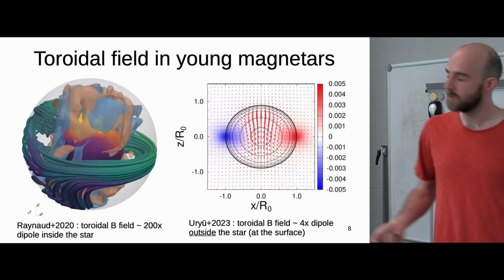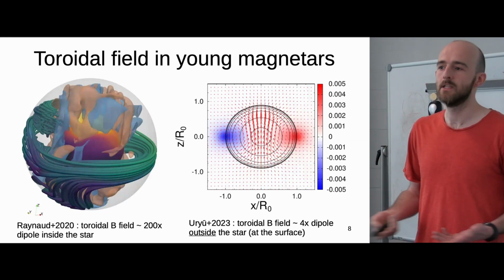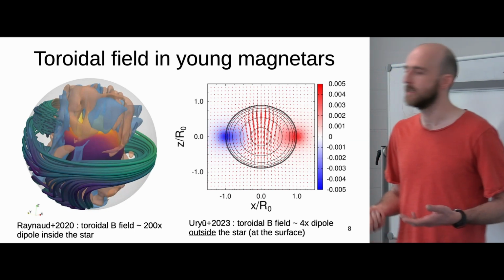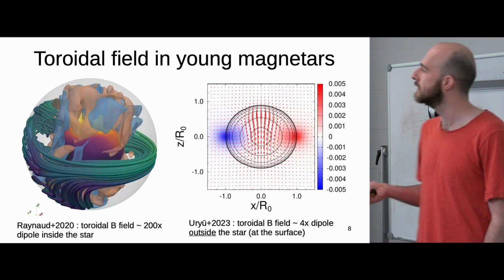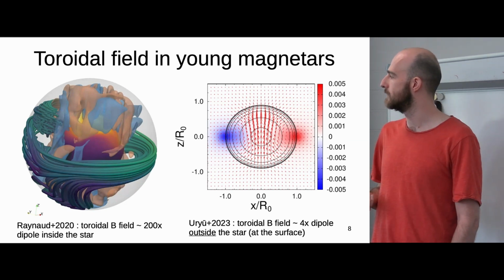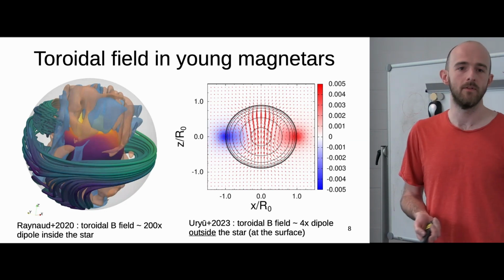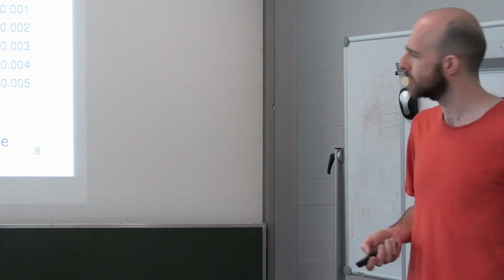So why am I speaking about toroidal fields? Well, there are some motivations for that. The main thing is that for magnetars, we expect very strong toroidal fields inside the star, generated by dynamos. This is a simulation for proto-neutron stars, where you can see the toroidal magnetic field lines inside, which are hundreds of times stronger than the dipole inside the star. Now the question is, does it bleed out?